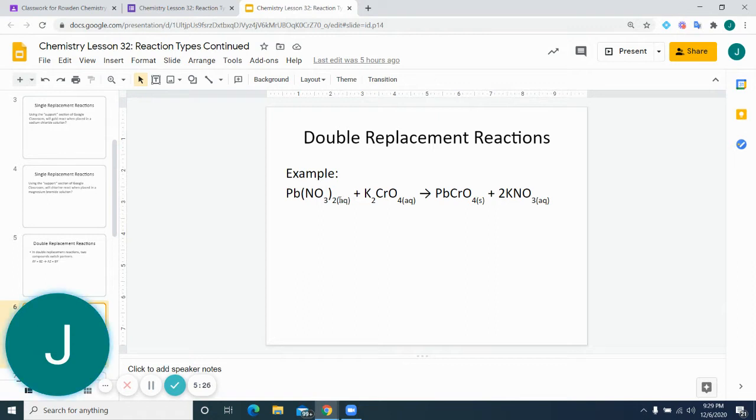So what happens right here in this double replacement reaction, you can see that Pb is with NO3, but now Pb is with the CrO4. K2 was with, or K was with the CrO4, but now the K is with the NO3. So you can see Pb and K swap places.